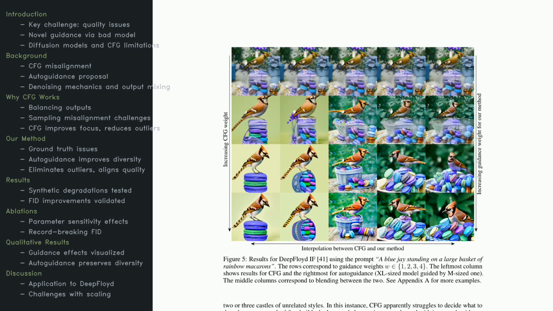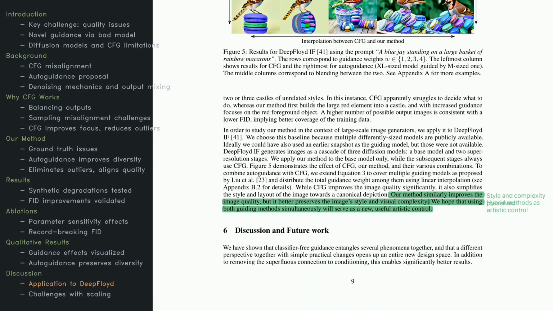With autoguidance, you still get clarity, but you also keep more variety in composition and style. The images feel more distinct from one another. So if you're looking at figure 2 here, notice how autoguidance images don't all collapse to the same layout. That's a big plus.